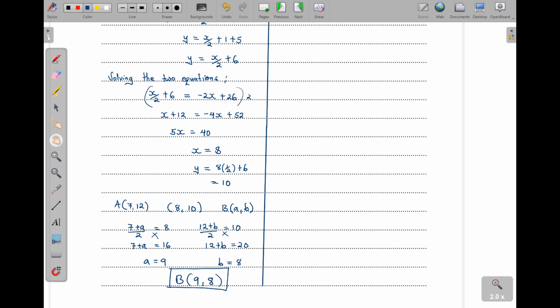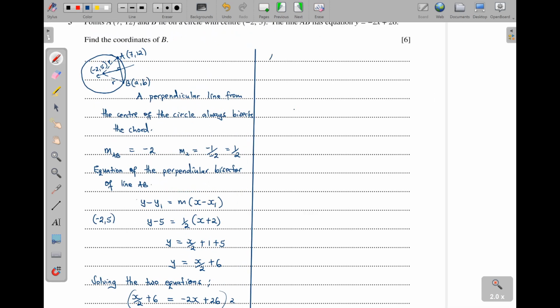That is that. Then the alternative approach could be, alternatively, we would find the equation of the circle and then solve it simultaneously with that of the line AB.